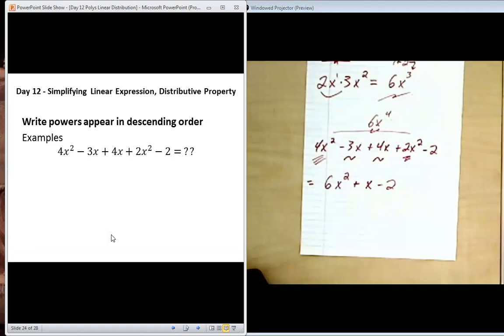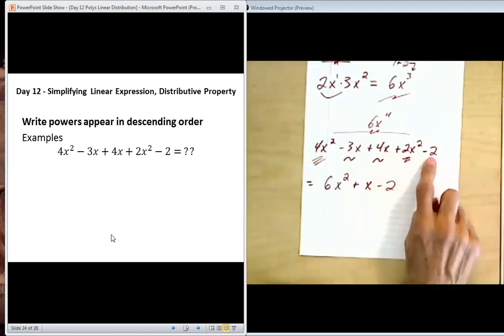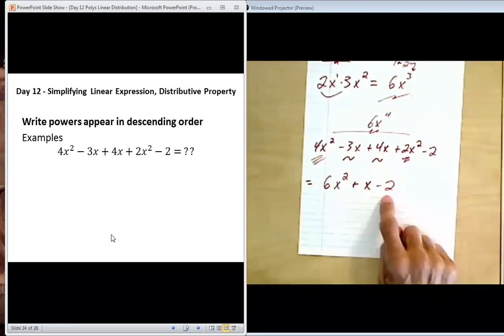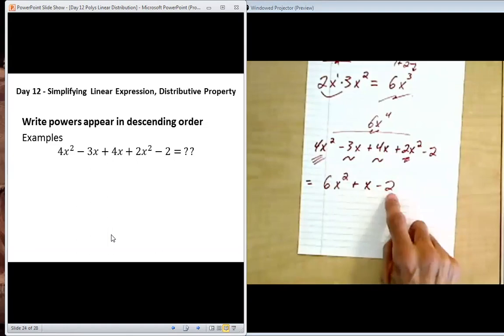How about plus 2? The minus 2, that's a number without any x's, right? So that means there's nothing for it to combine with. So it just stays the same. We just bring it down.